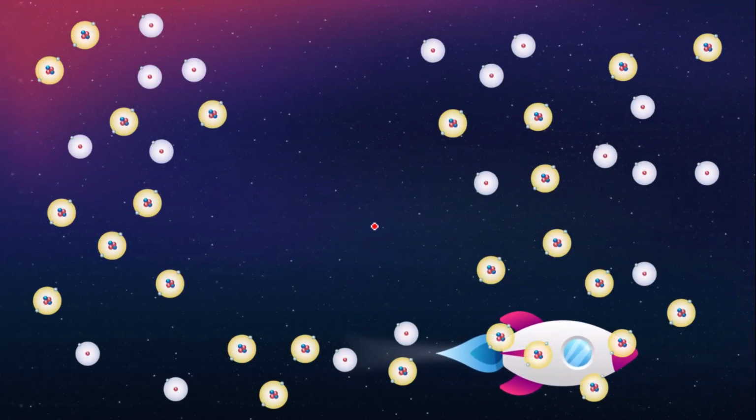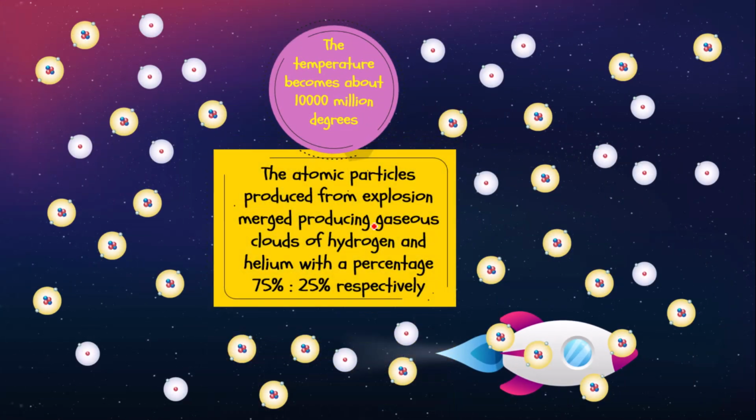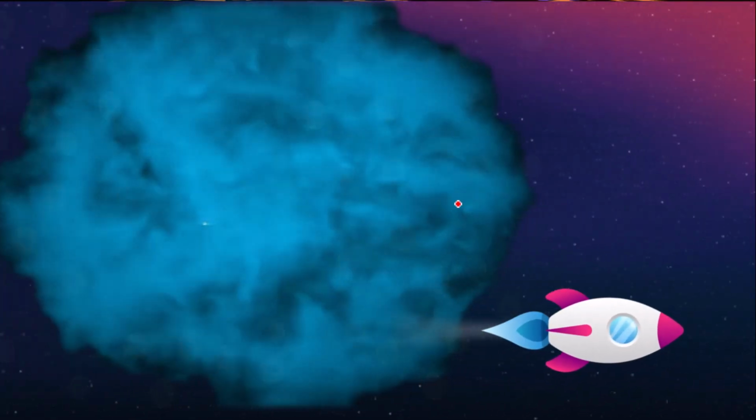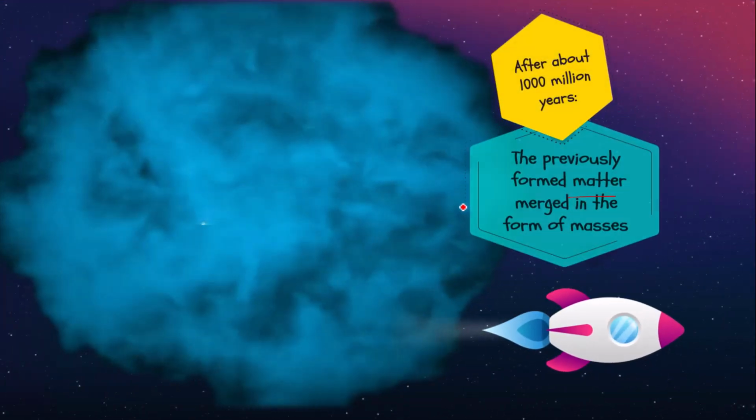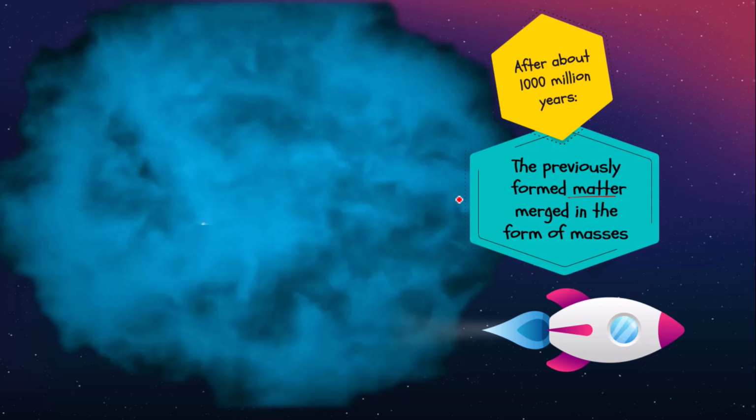Then, when the temperature fell to 10,000 million degrees, it was cool enough to form atoms. The first atoms to form were hydrogen and helium. The hydrogen was 75% and helium 25%. So after about 1,000 million years, the atoms clumped together, forming matter.